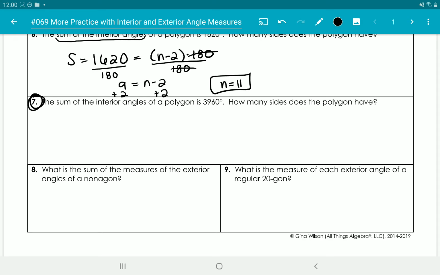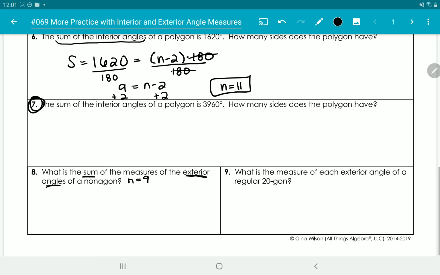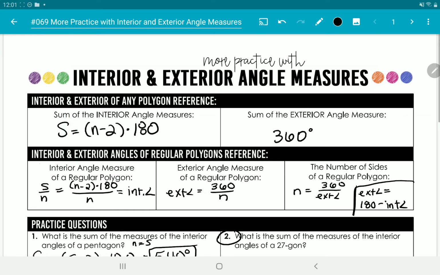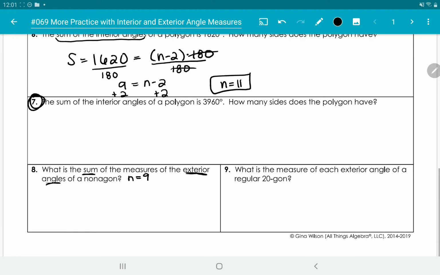Okay, so now let's look at number 8. So what is the sum of the measures? We have the word sum, and we're looking at exterior angles of a nonagon. So n is going to be 9 because it's a nonagon, but the sum of the exterior angles. Which of these says sum of the exterior angles? Not this one because that's interior, but this one does. And the sum of exterior angles of any polygon is always 360 degrees. Okay, so that's always 360.